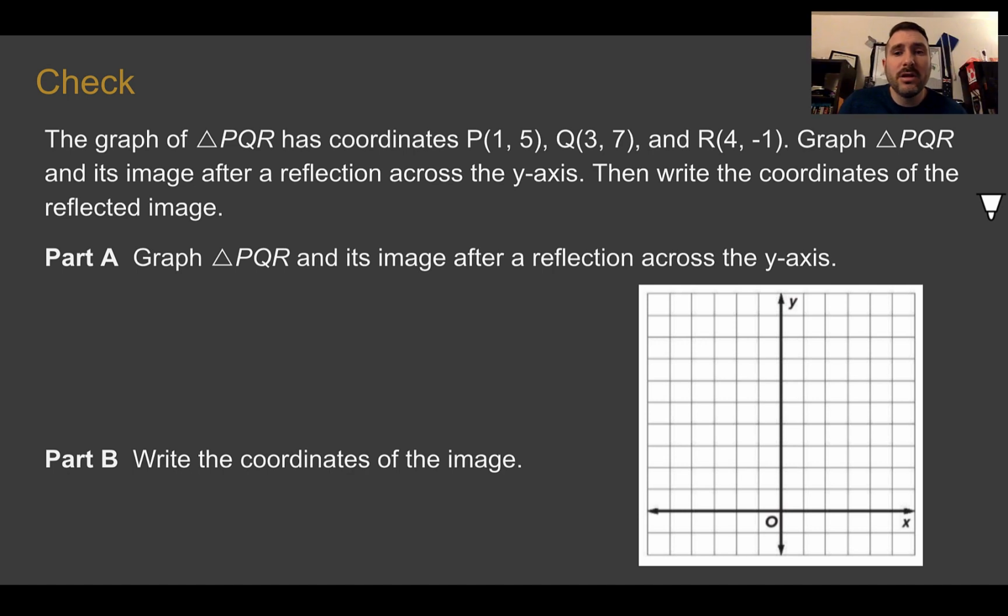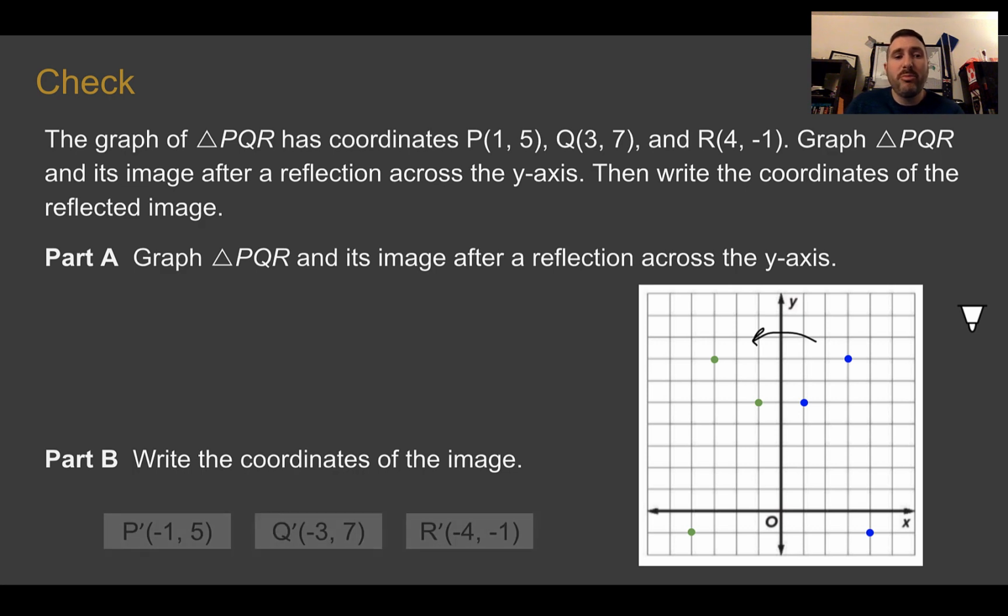Check your answer. First, these are the points of your original triangle, your pre-image. When you reflect it across the y-axis, then the green dots are where your points would be. Then, what are the coordinates of the image? P prime would be at (-1, 5). That's right here. Q prime at (-3, 7). And R prime down here at (-4, -1). Again, notice each point is the same distance away from your line of reflection.